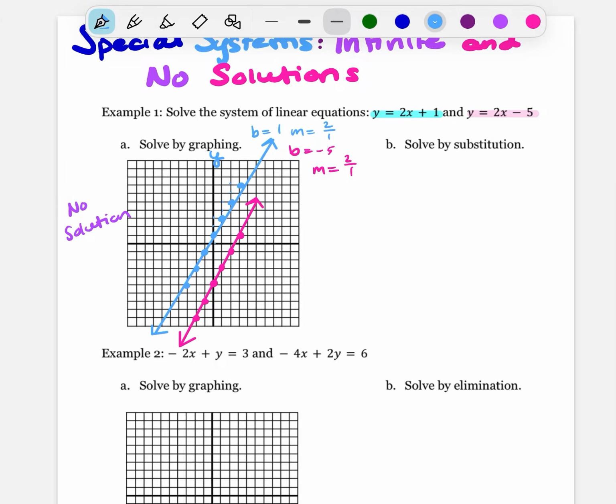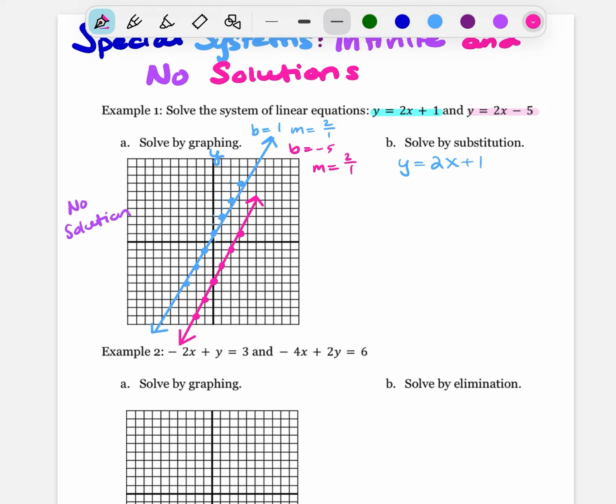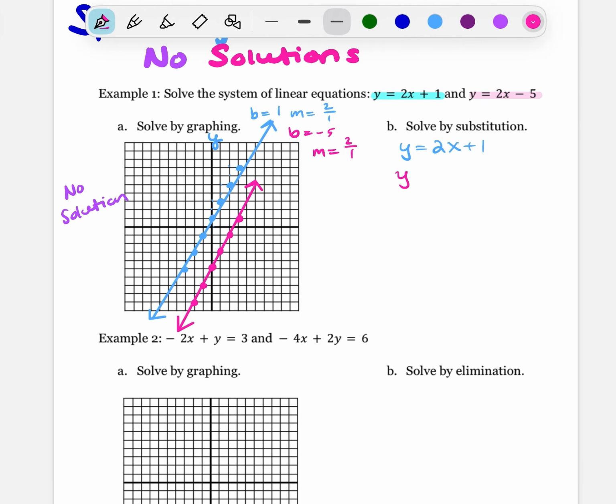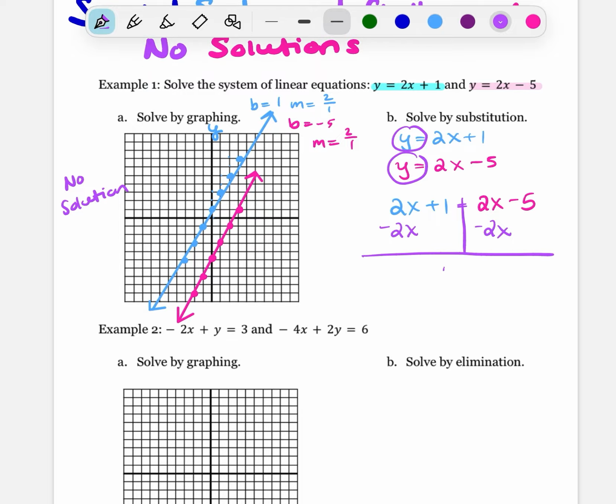If I want to solve by substitution, well, y is equal to 2x plus 1, and y is also equal to 2x minus 5. So because I have y equals and y equals, I can set 2x plus 1 equal to 2x minus 5. If I subtract 2x from both sides of my equal sign, then I end up with 1 is equal to negative 5, and that's never true, so no solution.